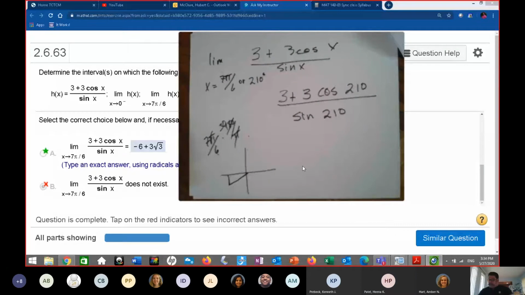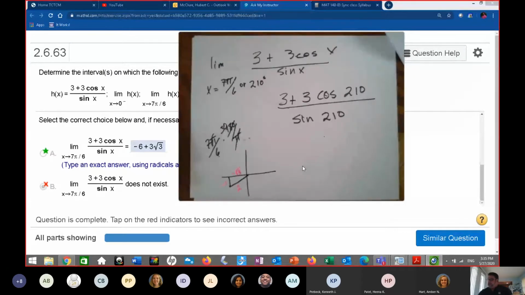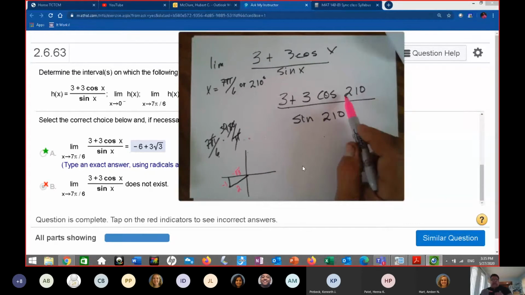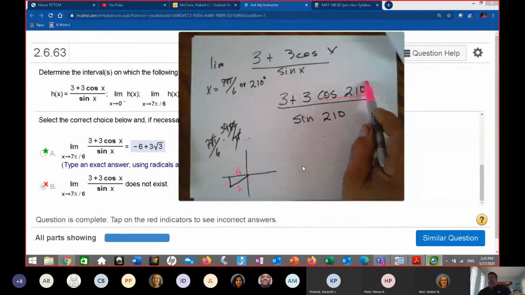And that means that this is negative square root of 3. This is negative 1, and this is 2. Now I want you to take these three numbers, which you don't have to see them because it's blurry. You should know them. Okay, take those three numbers, and I want you to plug and chug for the cosine of 210 and the sine of 210 and complete that. Go ahead and do that. Take a second and do that.